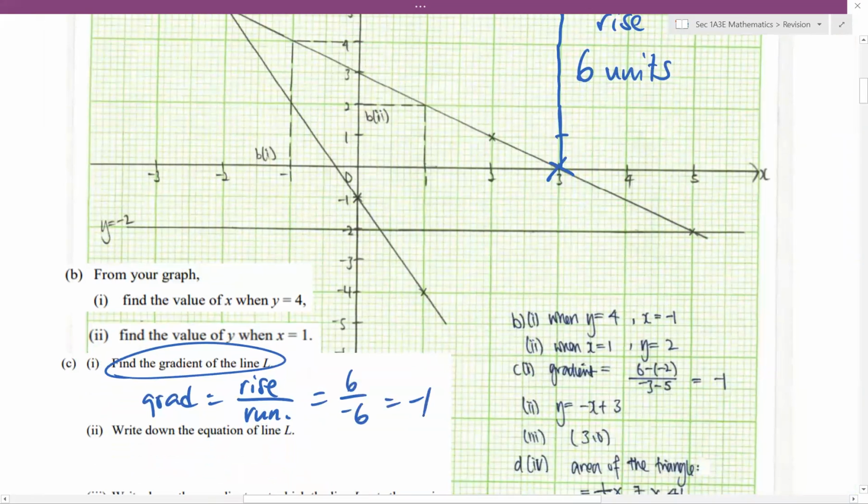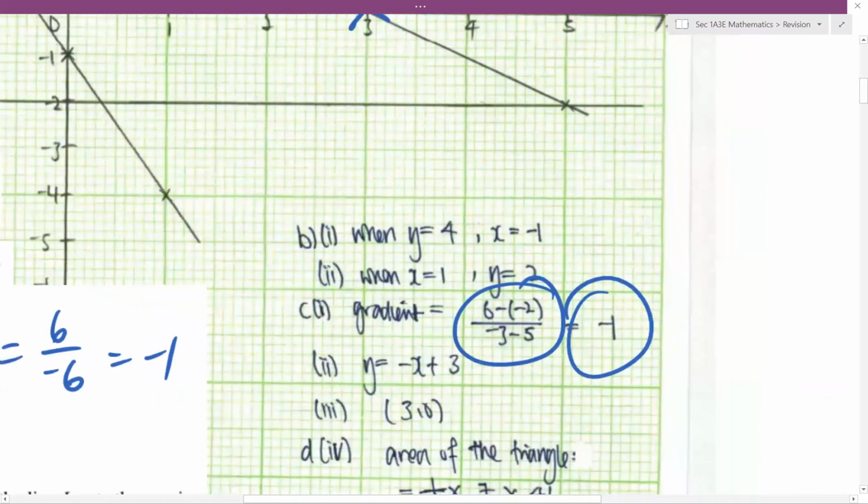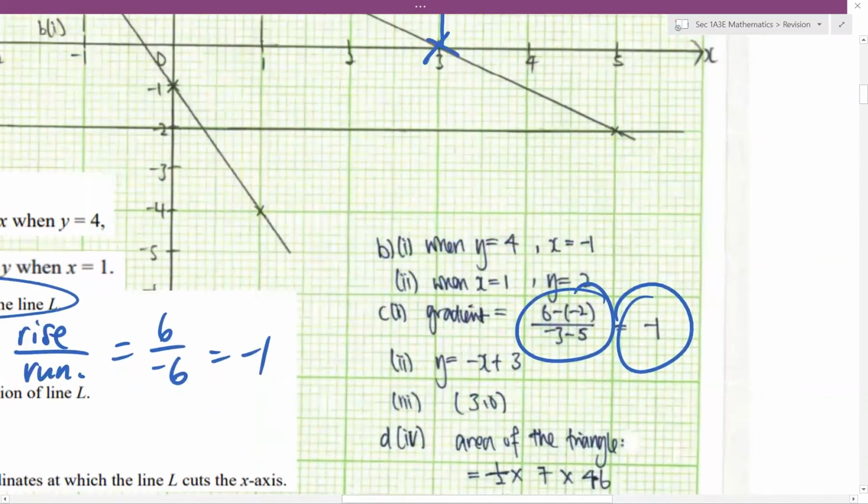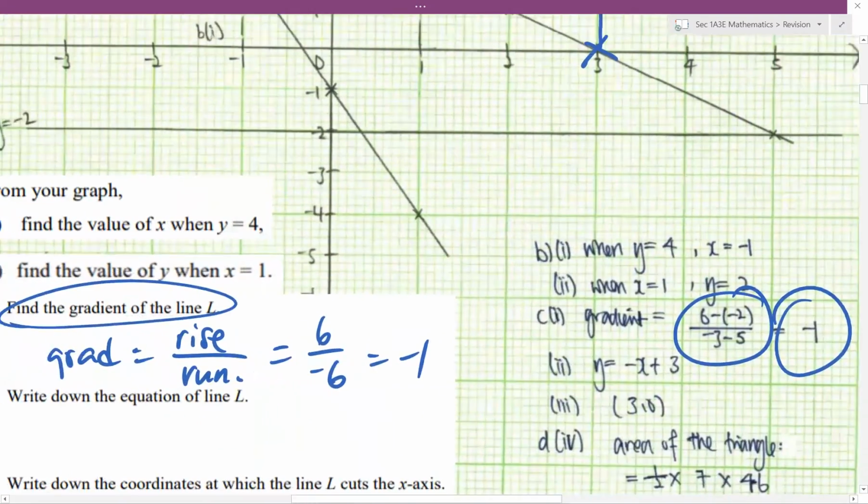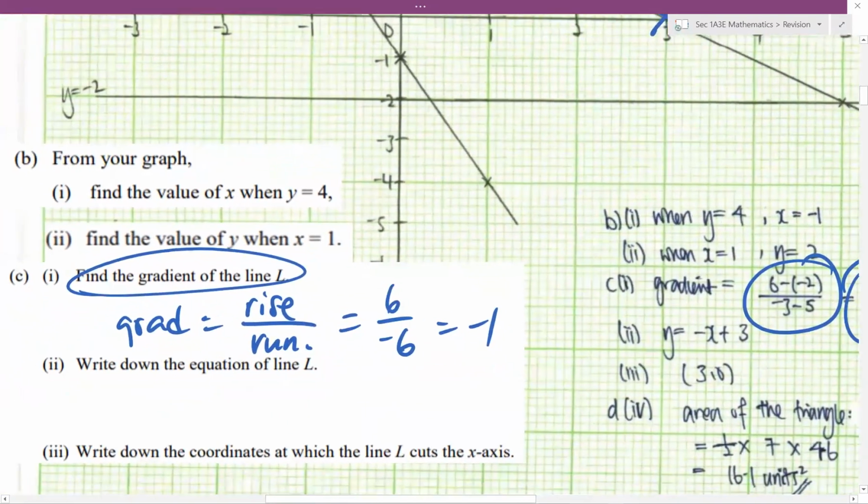negative 1. Now, you would have most likely used other points. Or if you use the formula, y2 minus y1 over x2 minus x1, doesn't matter. All our workings are likely to be different. By coincidence, some of your working may be the same. But the final answer should be the same for everybody, which is negative 1. That is the gradient.